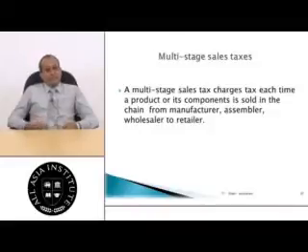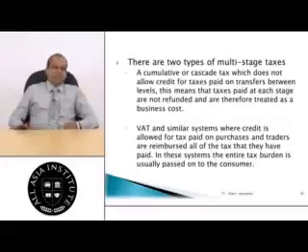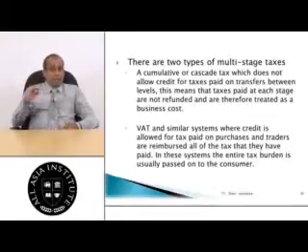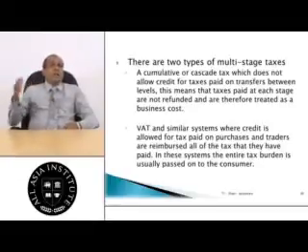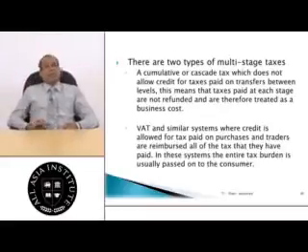So this multi-stage sales tax can be further divided into two. One is called cumulative or cascade tax. That means if the tax is applied at the manufacturing level, then another tax will be applied at the wholesale level and another tax will be applied at the retail level. So it gets added on, cumulative or cascade tax. So there will be tax on tax. Then the other multi-stage sales tax is the value added tax.